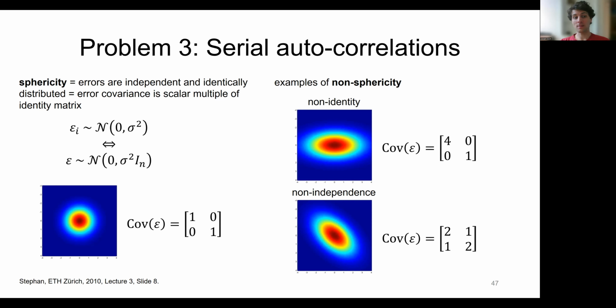There are different ways how sphericity can be violated. On the right, we have examples for non-sphericity, which include non-identity and non-independence. In non-identity, the variance for the different directions is different. This would in fMRI mean that we have different variance for different time points. And in non-independence, which is the case which we are targeting here, the shape of the error covariance is not spherical but elliptical, and this ellipse has some direction in space so that adjacent errors tend to be correlated with each other, positively or negatively correlated.